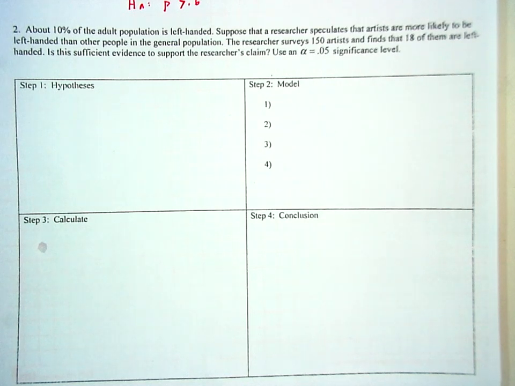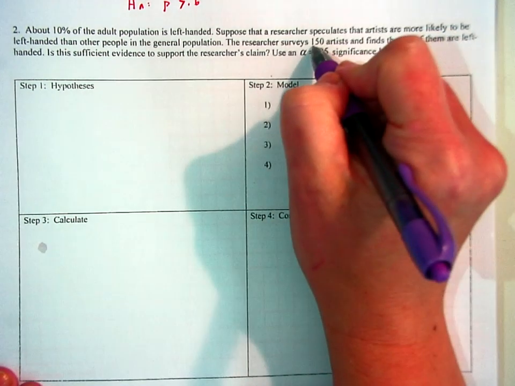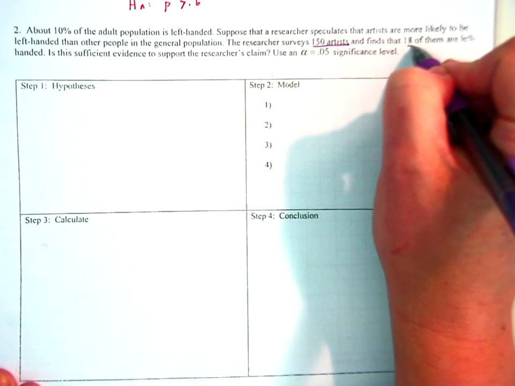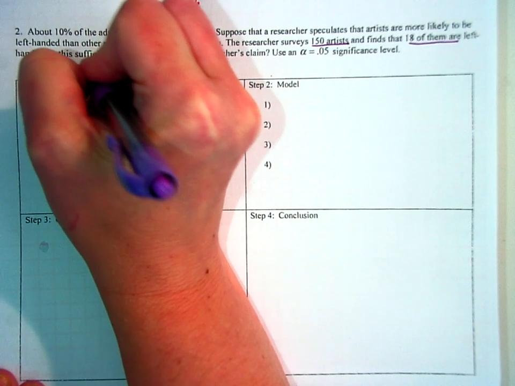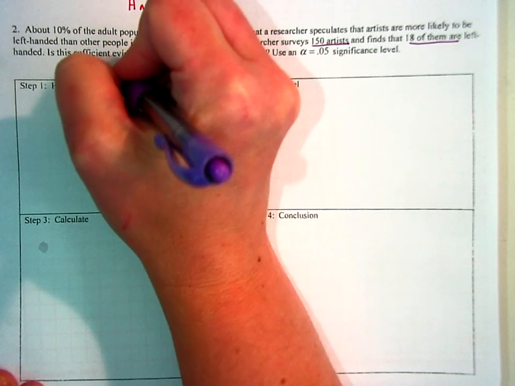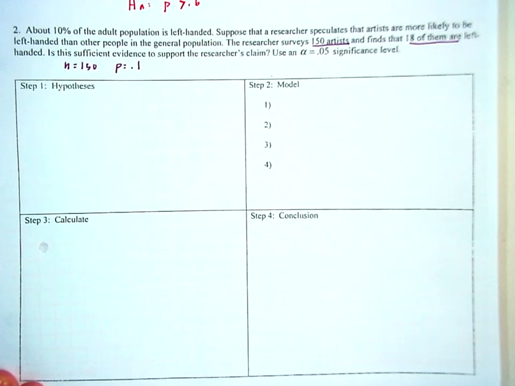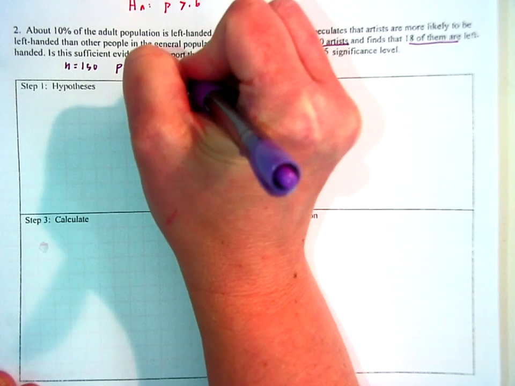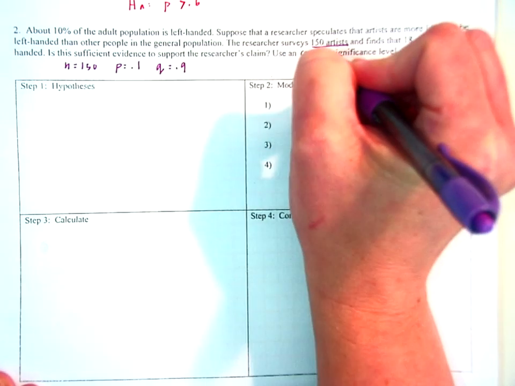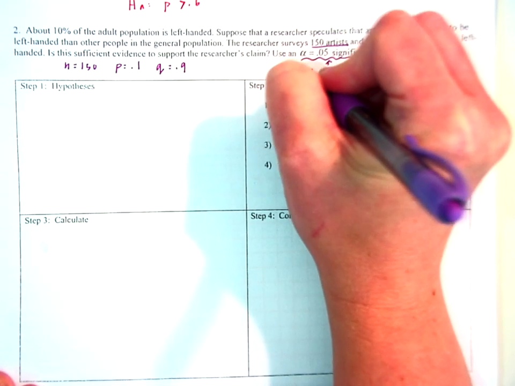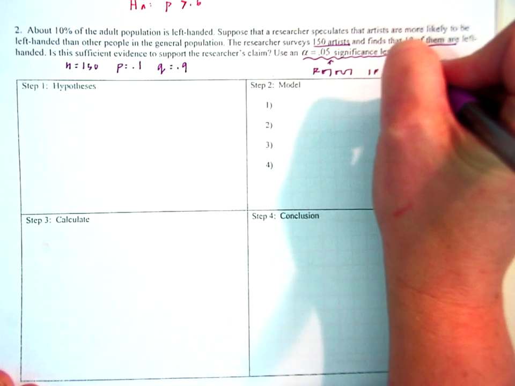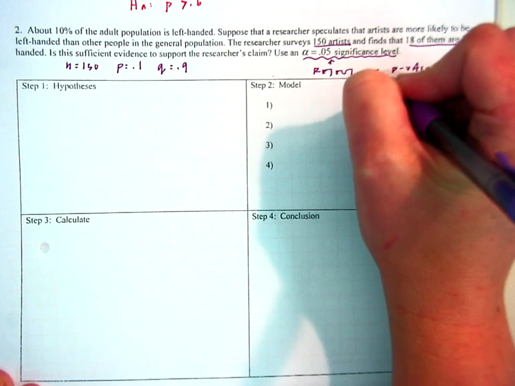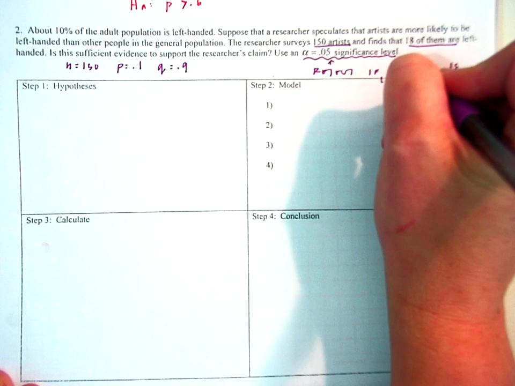Okay, so if I just sort of go through the problem first, we have 150 artists and we have 18 that are lefties. Okay, so we know that our n value is 150. That's our sample size. Our p equals 0.1. That's the parameter, right? 10% of adults are left-handed. So the complement would be 0.9. Okay, and then what is this part here telling us? That tells us that we are going to reject if our p-value, right, our probability value is less than this threshold of 0.05.